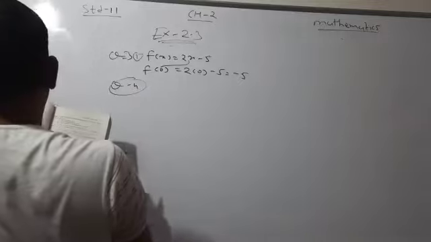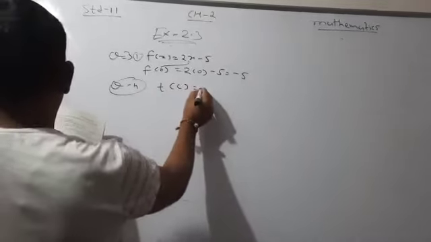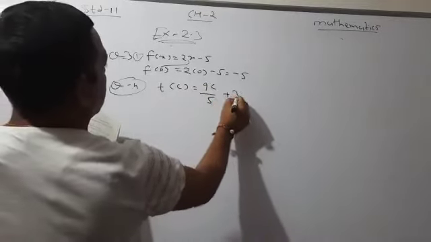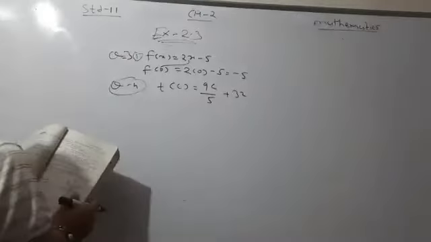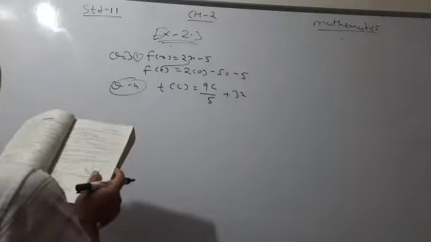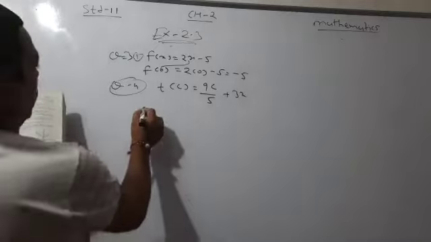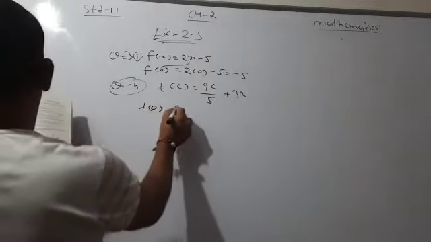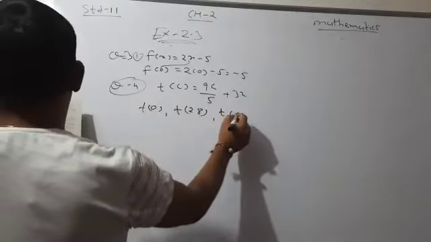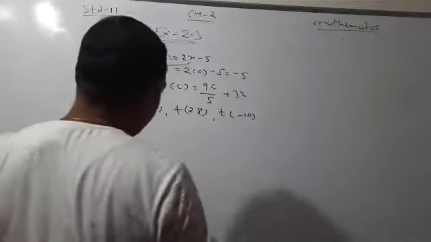Question number 4. The function is given: temperature in Fahrenheit T(C) = 9C/5 + 32. This is the relation between Fahrenheit and Celsius. Now again, question number 4 is almost the same as question number 3. They want from us T(0), T(28) and T(-10). You know very well how to find these values.